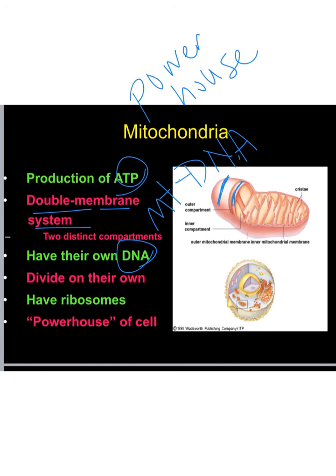Mitochondria divide on their own, so they have their own division process separate from the cellular division. They also have their own ribosomes, so they can carry out their own protein production separate from that of the rest of the cell. And again, it's referred to as the powerhouse of the cell because it provides the energy for everything that cell does.